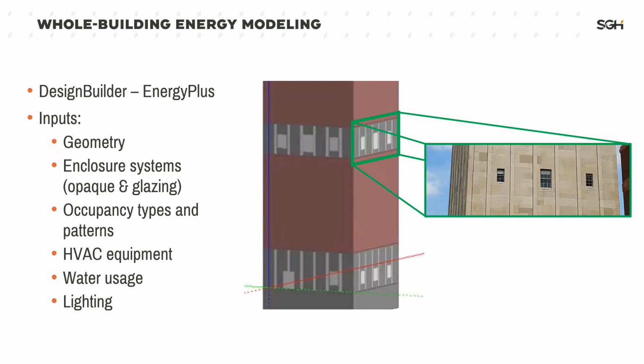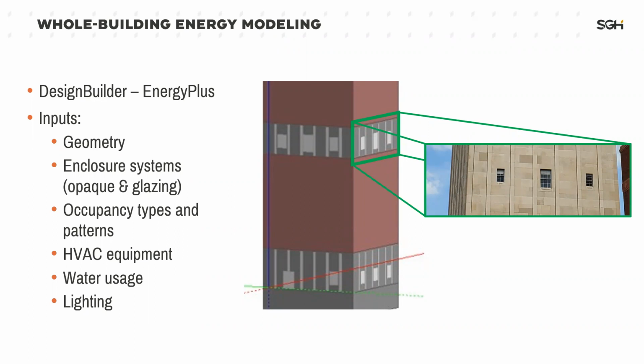We used Design Builder, which is a graphical user interface that runs on EnergyPlus. And you can see here a screenshot of our model and also a photo of the building itself. See how small those windows are? It's a very small window area. As I mentioned, only 4% window to wall ratio. In Design Builder, you enter inputs like the geometry, which I've talked about, the enclosure systems, the opaque and glazing systems. You also have to enter occupancy types and patterns. So for that, we worked with the client to determine when this building was occupied and by how many people.